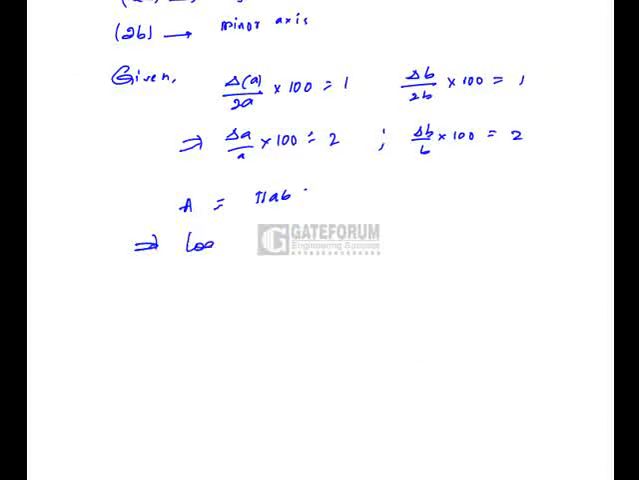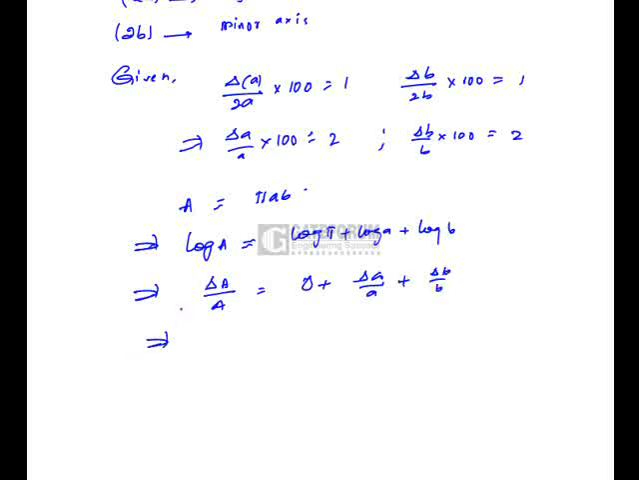We'll apply logarithm on both sides. Logarithm of A equals logarithm of pi plus logarithm of A plus logarithm of B. Now let us differentiate this. If I differentiate, it will be delta A by A equals 0 plus delta A by A plus delta B by B, and let us multiply 100 throughout the equation. The reason is we need to find percentage error. Delta A by A into 100 equals delta A by A into 100 plus delta B by B into 100. Now this will be nothing but 2 plus 2, which is equals to 4. So there is a change of 4% on area, which is option C.